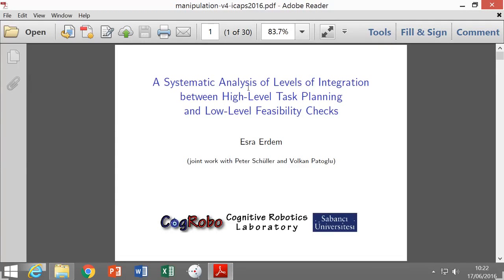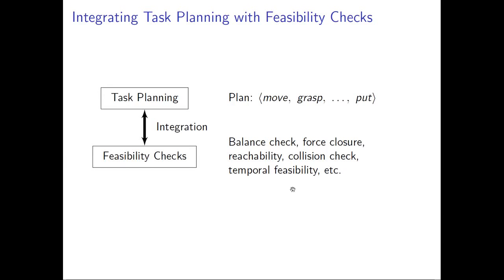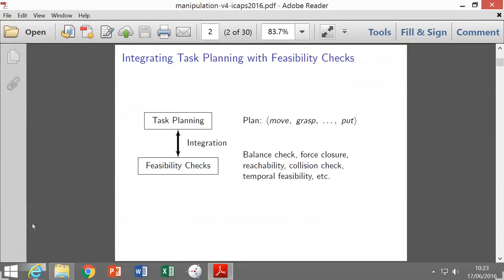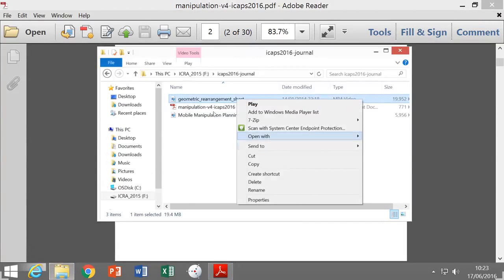Okay. So this work is also about the integration of task planning with feasibility checks. We are interested in bridging the gap between high-level reasoning that is done in discrete domains and low-level feasibility checks that are done in continuous domains. With a task plan, we understand a sequence of actions as we do in AI planning. And with feasibility checks, we understand reachability checks, collision checks, balance checks, force closure, graspability, and temporal feasibility, that are done using continuous mathematics. So let me explain it further with a video.